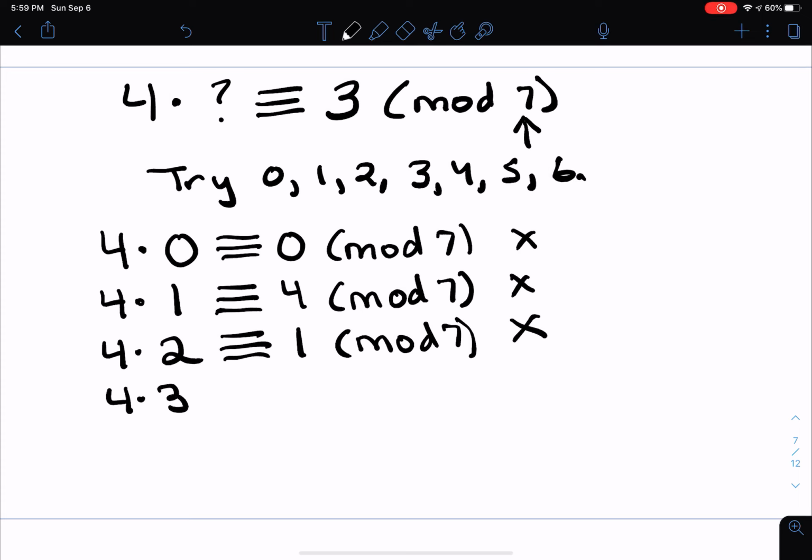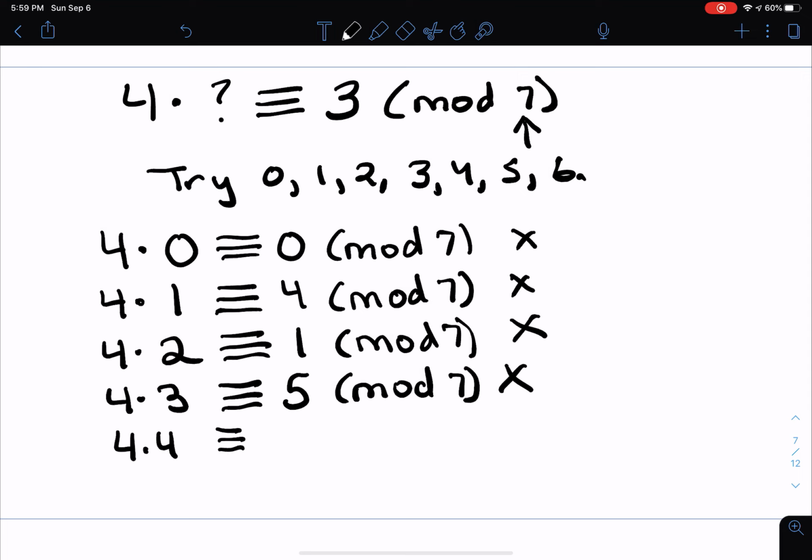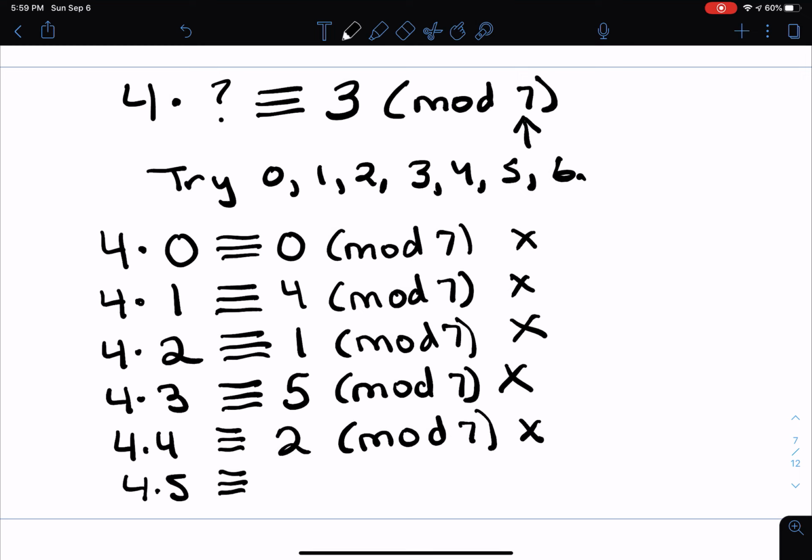4 times 3 is 12. 12 is congruent to 5 mod 7. 7 goes into 12 one time, remainder 5. That does not work. 4 times 4 is 16, which is congruent to 2 mod 7, so that does not work. 4 times 5 is 20. 7 goes into 20 two times with a remainder of 6. So that does not work.